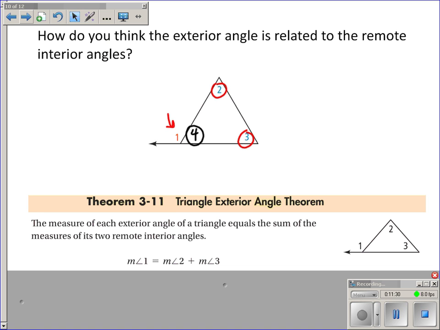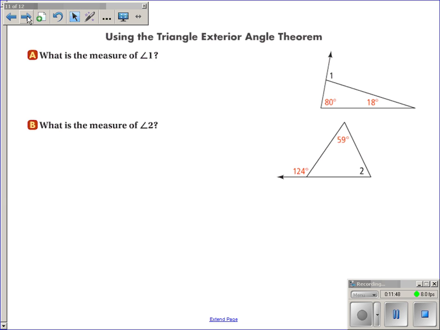That the measure of an exterior angle is equal to the sum of the two remote interior angles. And the picture shows that the measure of angle 1 is equal to the measure of angle 2 plus the measure of angle 3. Okay, let's use that theorem. So in the picture of 1, this is equal to the sum of the remote interior angles. So it's equal to 80 plus 18, which is 98 degrees.